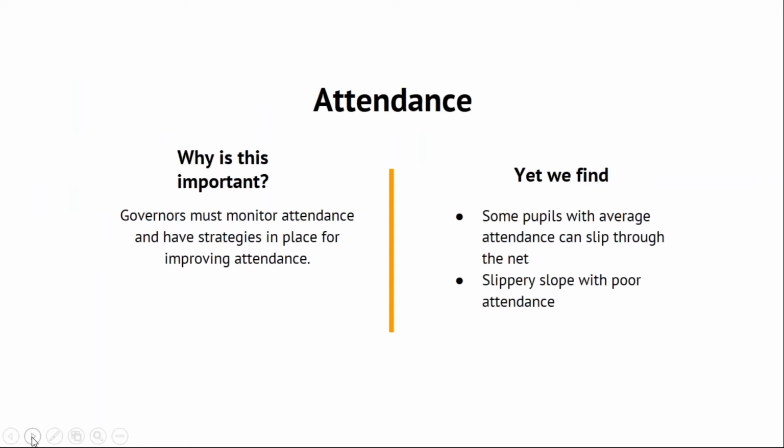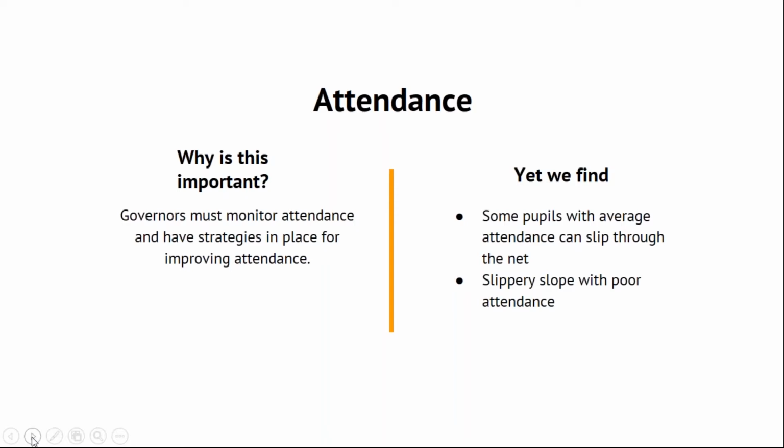Great. So carrying on to our next topic and focusing on attendance. So why is this important? Well, governors must monitor attendance, and we must have strategies in place to improve attendance. And obviously, for reasons that we know, students need to be in school, they need to be learning, and we really want all our pupils to want to come to school and to learn in school.